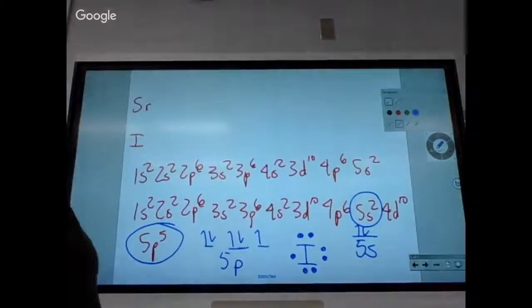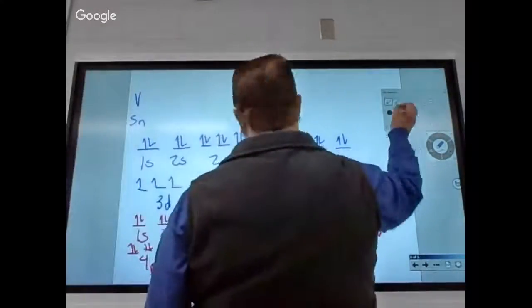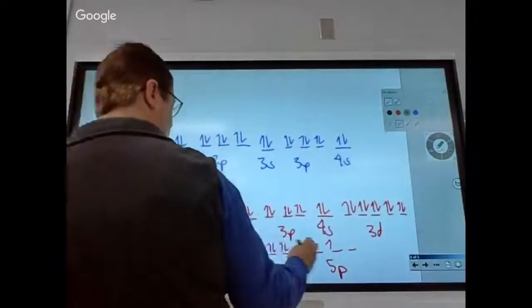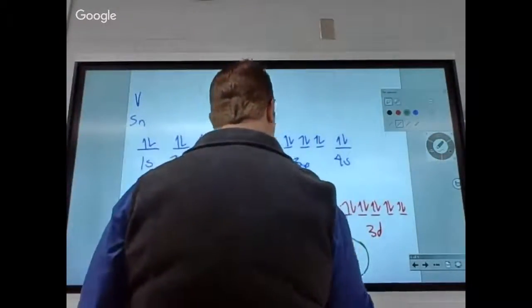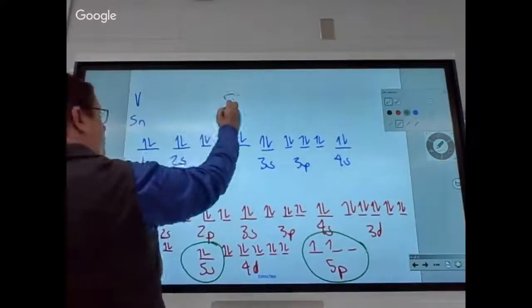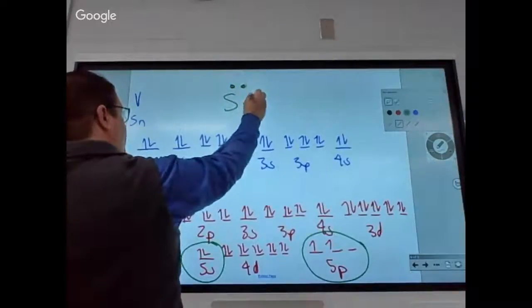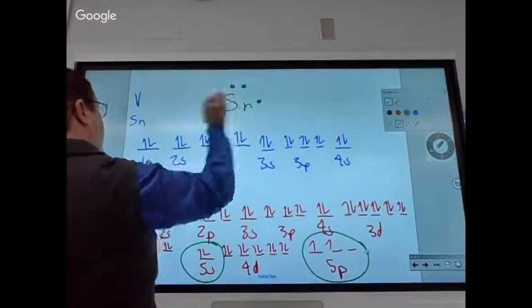All right, what was the other one? SN, you said? Yeah. So SN, I drew back here. So SN is what? The bottom one. So I have a P here and an S here. So I have 2 that are paired and 2 that are singles. So 1, 1, and a blank side.